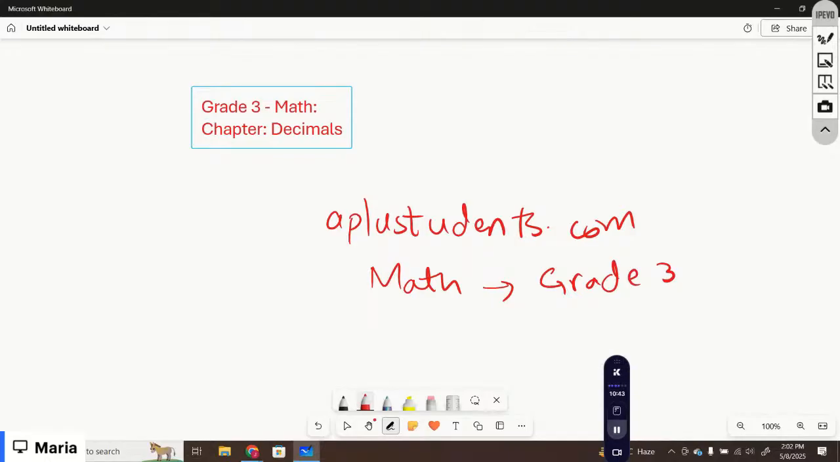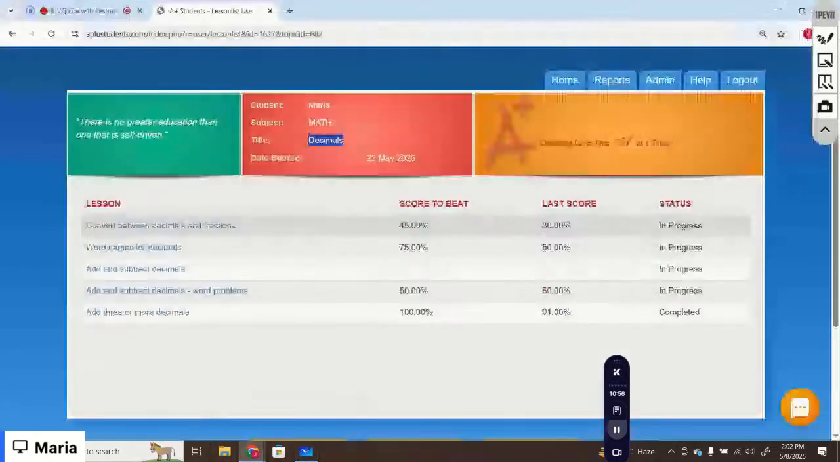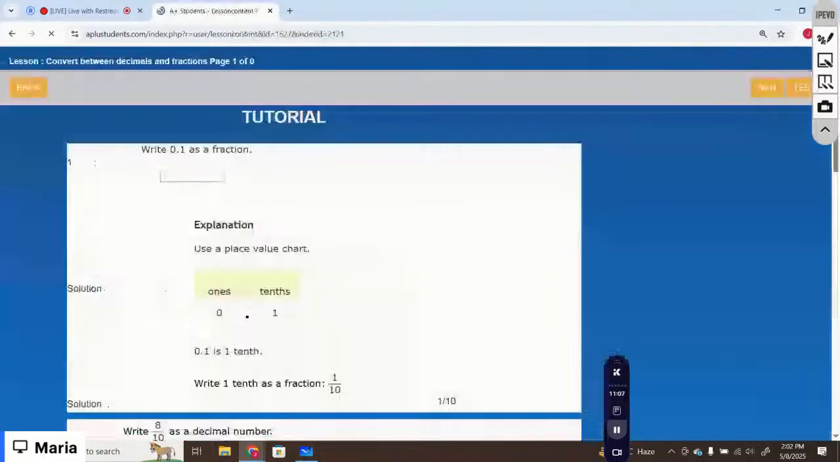Please make sure you have your notebook and pencil so that you can note down the important examples and definitions very well. In grade 3 math, the chapter we're on right now is decimals. Let's start with the first lesson, that is convert between decimals and fractions.